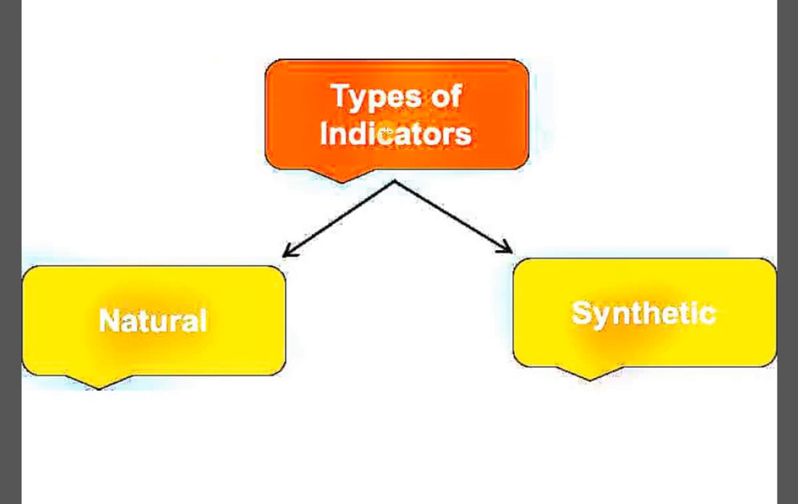As you can see here, there are basically two types of indicators: first, natural indicators, and second, synthetic indicators. We will discuss these two in more detail in the next slides.